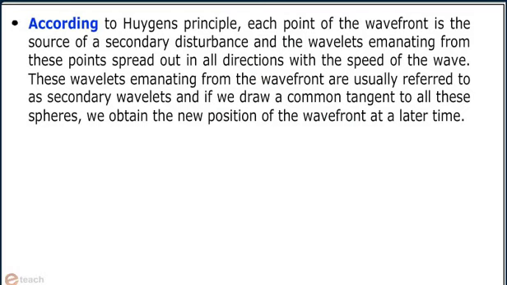According to Huygens' principle, each point of the wavefront is the source of a secondary disturbance, and the wavelets emanating from these points spread out in all directions with the speed of the wave. These wavelets emanating from the wavefront are usually referred to as secondary wavelets, and if we draw a common tangent to all these spheres, we obtain the new position of the wavefront at a later time.